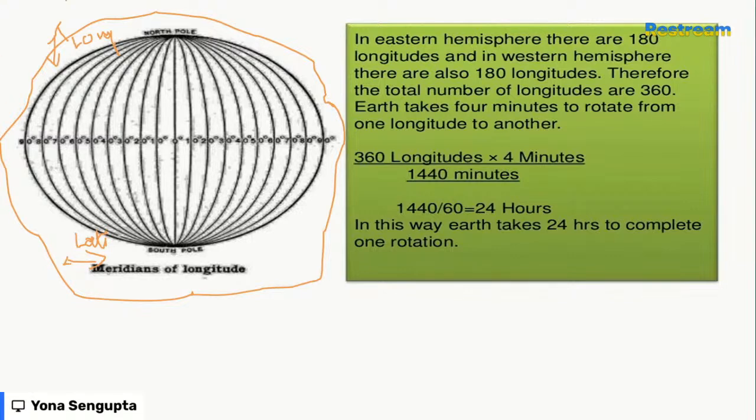So wait a minute, this is the 0 degree, right? This is the 0 degree, so this is the equator here. Forgive me for the spelling, I can't write here, it's very difficult for me. So equator, okay, this is the line here.